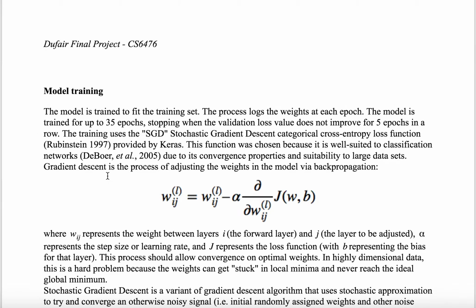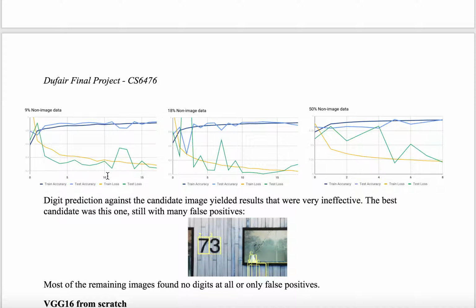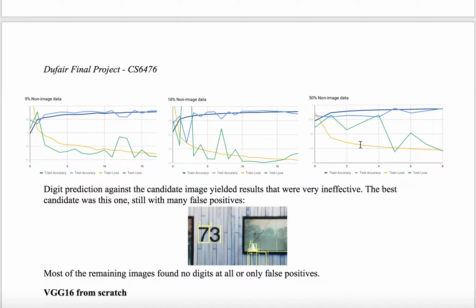Talking about stochastic gradient descent there, what I finally did was run essentially 9 trials, and those included 3 trials of my own custom model, one with 9% of non-image data, which basically means 9 digits each at 9% and a 9% bucket with random samples of other images. 18%, where we basically double that non-image, and then 50-50, where 50% of the entire training set was image data and 50% was, again, random samples from images.